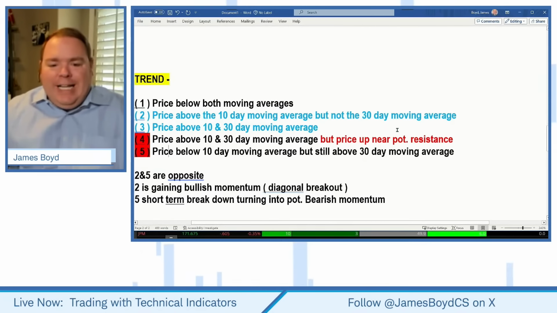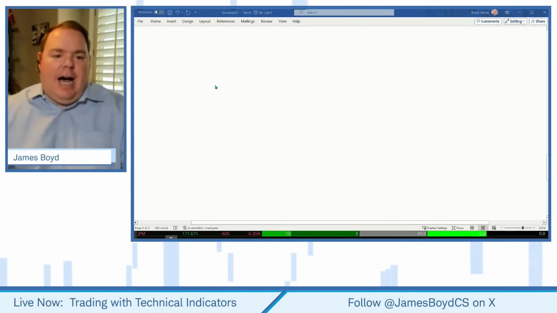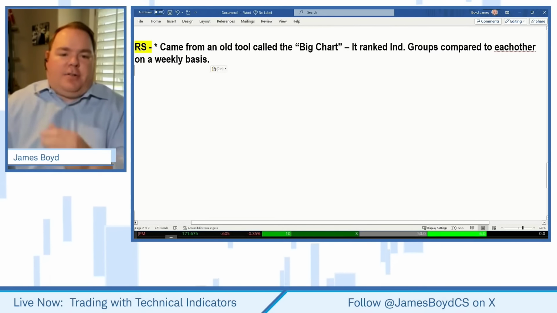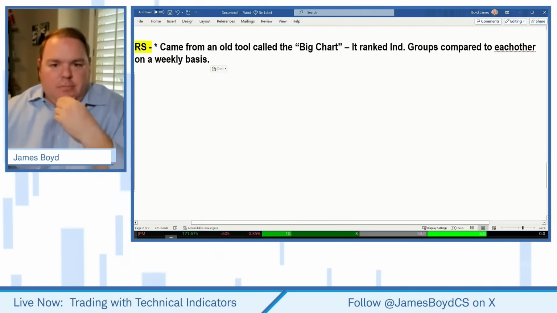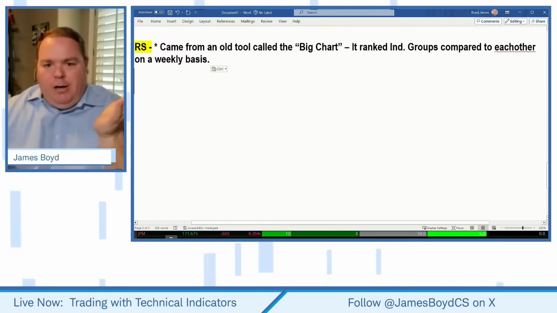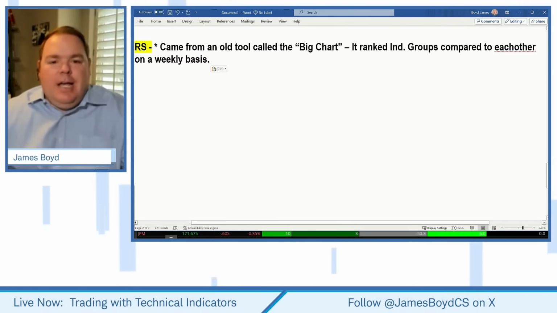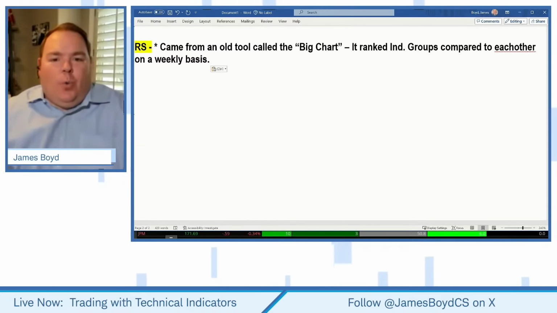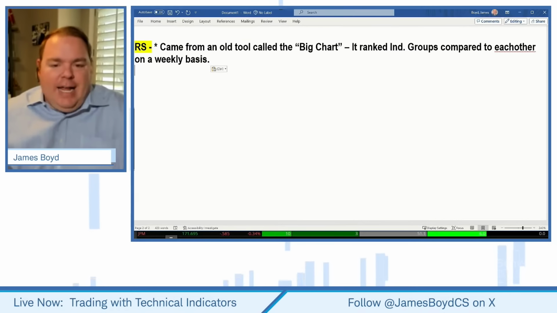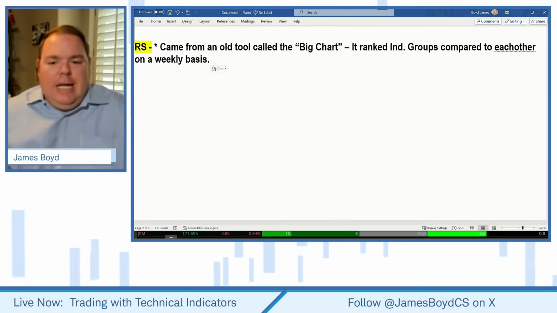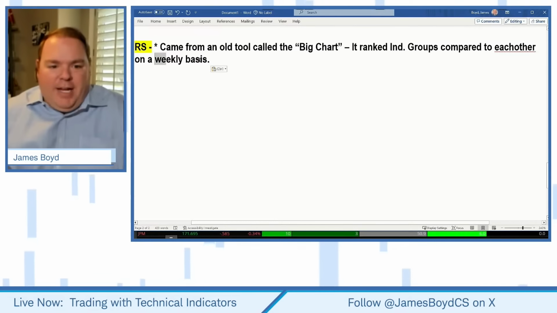Now, where it really gets interesting is when we start to get into what we call relative strength. I have labeled this as RS, okay? Historically, we had a tool called the big chart. The big chart was categorizing industry groups, and each column heading was weekly. So it was industry groups compared to each other, and the time series was on a weekly basis.